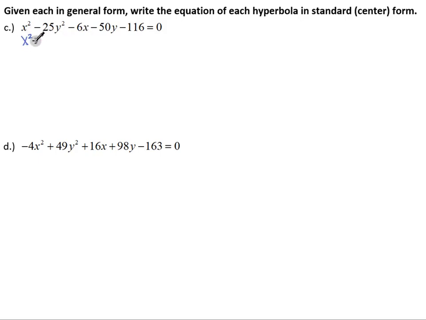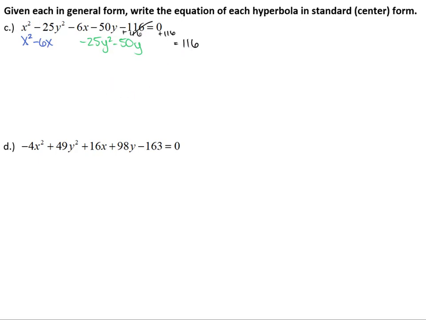But like before, let's pair up our terms with x. Okay, let's also pair up our terms with y. Negative 25y squared minus 50y. And let's go ahead and put that 116 on the other side by adding it over. Let's get rid of that constant.